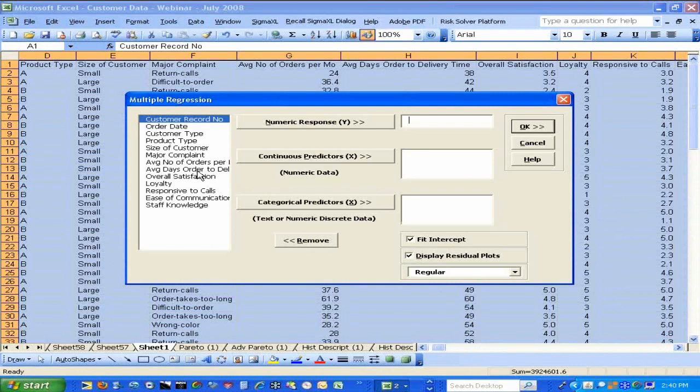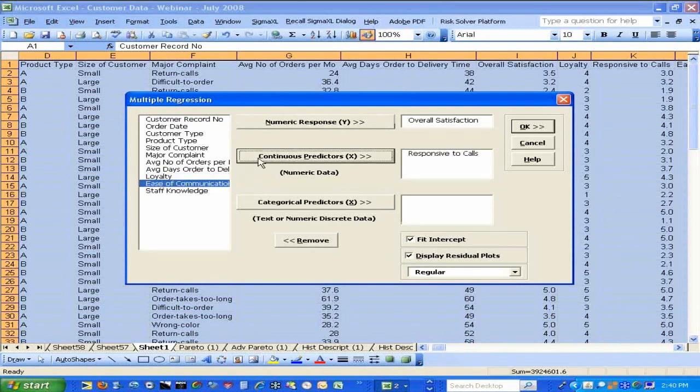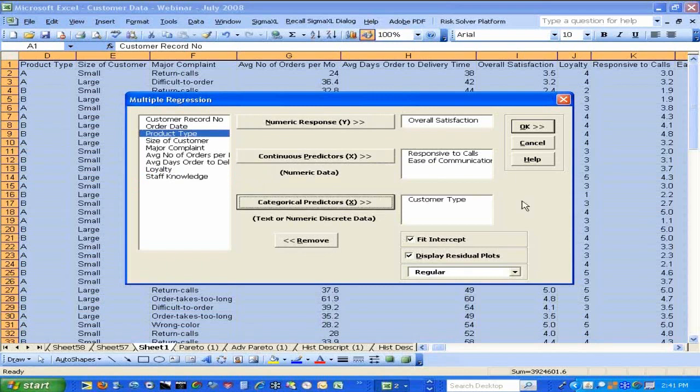So on the multiple regression, now I'm going to look at overall SAT versus those two predictors, the responsive to calls and the ease of communication. I can also include categorical predictors, and in fact, I'm going to include customer type because customer type was earlier an indicator of a valid discrete predictor of overall satisfaction. So we'll go ahead and click OK and run that.